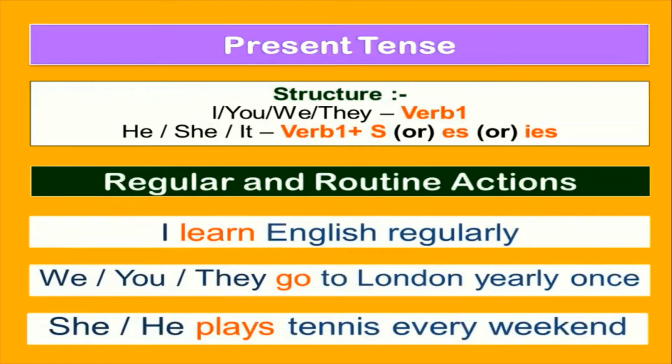Regular and routine actions: if we have actions that happen as routine ones, for example yearly ones, or every weekend, every year, every Monday, or something that is happening regularly, we should write the verb in the present form. As here, I learn English regularly. We, you, or they go to London yearly once. Can you see the verbs here? They are in the base form. Here, because the subject is she or he, we added s to the verb. Can you see it? Plays tennis every weekend.